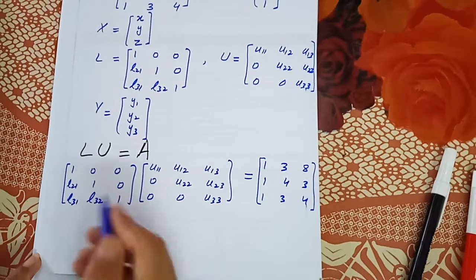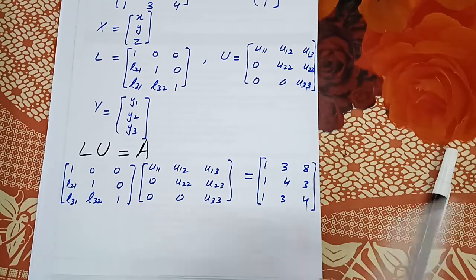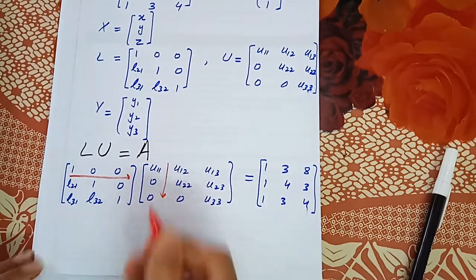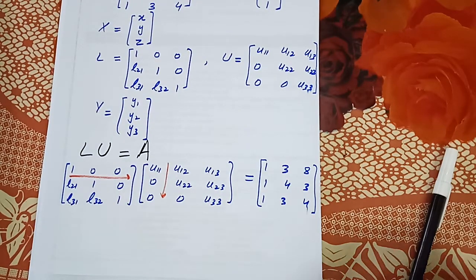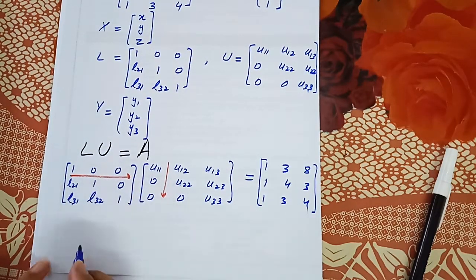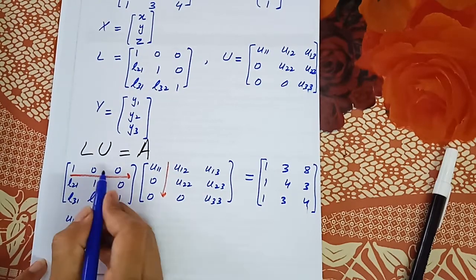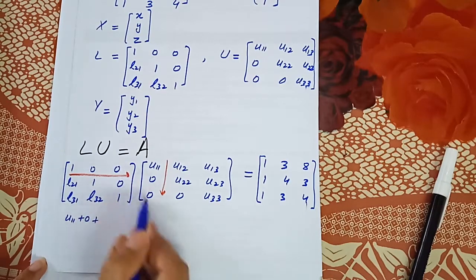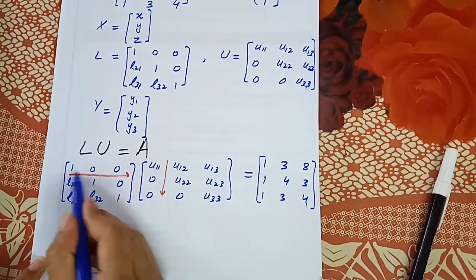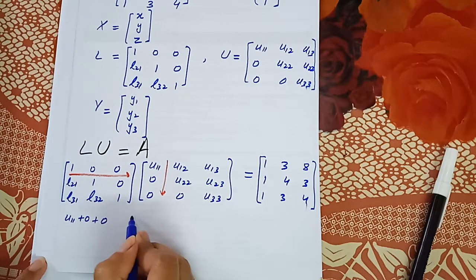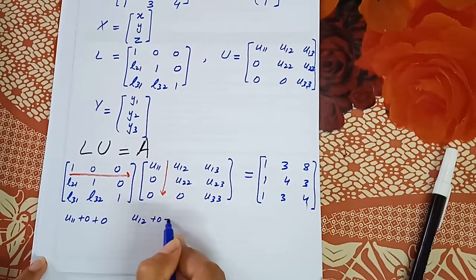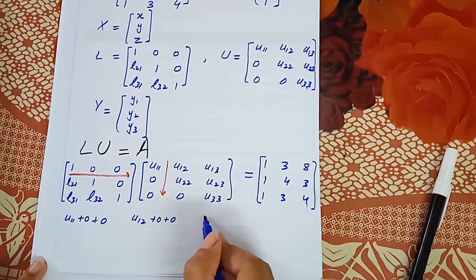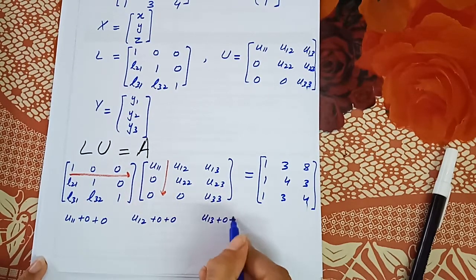Now you know how to multiply the matrices. We multiply the matrices by multiplying the row with the column down. So if we multiply it, 1 times U11 is U11. 0 plus 0 times 0 is 0. Plus 0 times 0 is 0. Now multiply the same row with the next column. So I will get U12 plus 0 plus 0. Now multiply the first row with the third column. So it's U13 plus 0 plus 0.